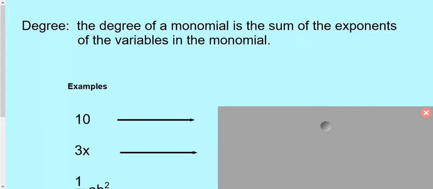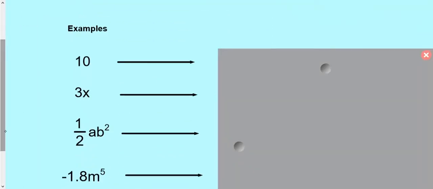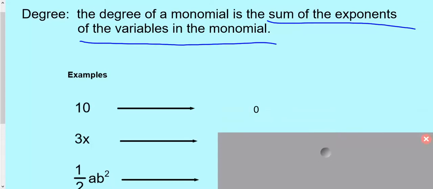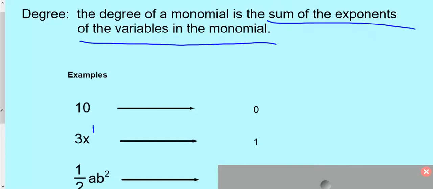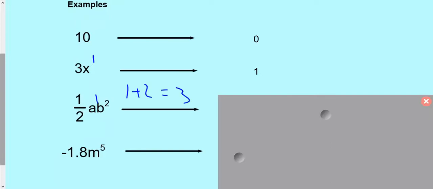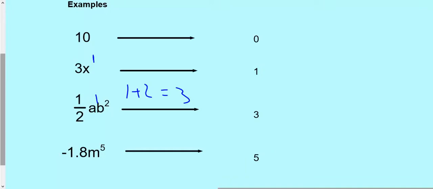Degree. The degree of a monomial is the sum of the exponents of the variables in the monomial. So this one here, there are no variables, so this one has degree 0. This one here, there's a 1, so this is going to be a first degree monomial. This one has a 1 and a 2. It's kind of a trick question. So 1 plus 2 equals 3, so that'd be a third degree. And this one down here is just 5. You're just looking at the variables' exponents.